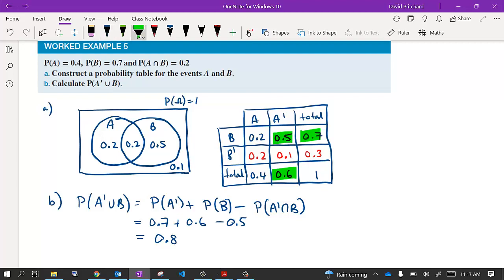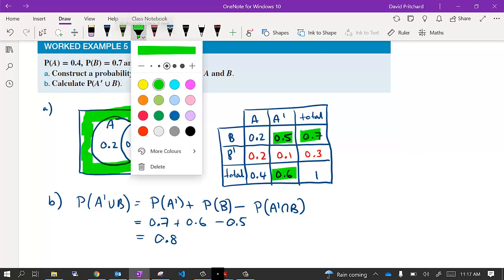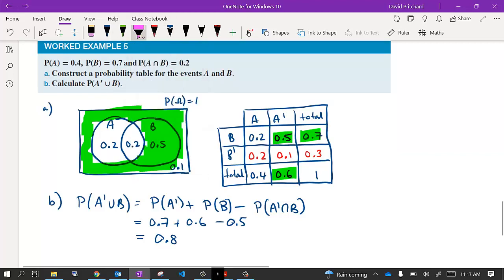Let's confirm that on the Venn diagram. If I highlight not A, it's everything except for A. There we go, a beautiful visual representation. Now if I highlight B, and that didn't help, I went over B, but we can still see all the probabilities. It's everything except for that 0.2 within only A, and that works out to be 0.8 as well.